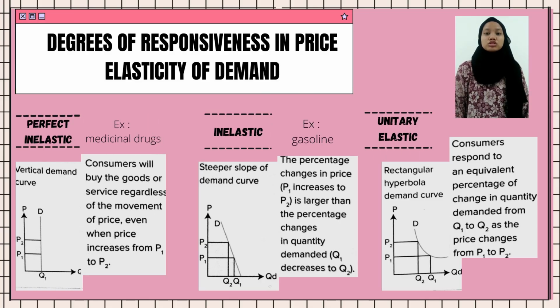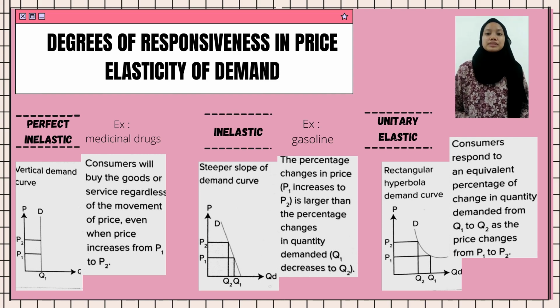Next, I would like to talk about degrees of responsiveness in price elasticity of demand. There are 5 types of responsiveness, which include the shapes of demand curves. Number 1, perfectly inelastic. It is a condition when the price changes, the quantity demanded remains the same. For example, medicinal drugs.